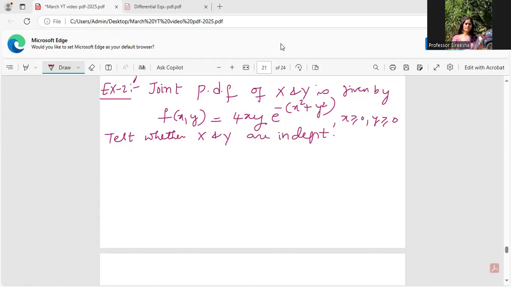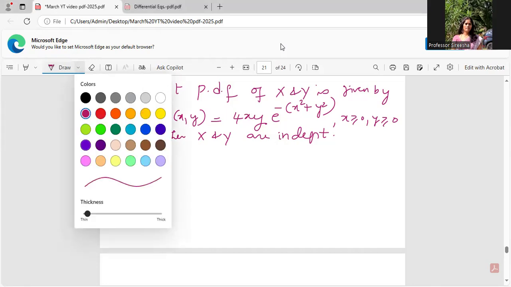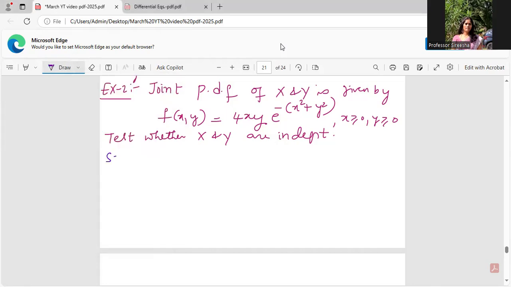Okay, I was making a mention in the previous video that whenever exponential functions are there, stochastic independence can be possible. Whenever polynomial kinds of things are there, stochastic independence may not be possible, in the majority of the cases. Okay, let's see this problem.